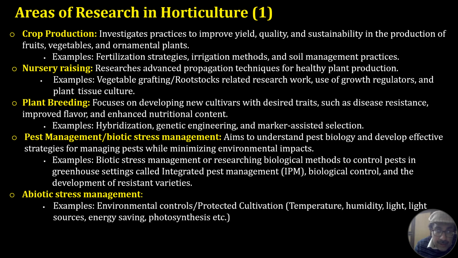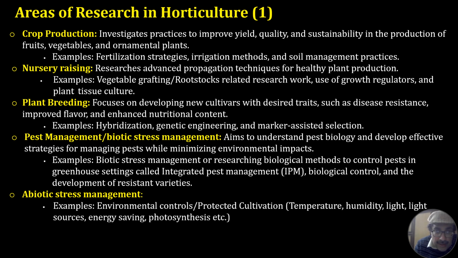The third one is plant breeding, which focuses on developing new cultivars or varieties with the desired characteristics or traits such as disease resistance, improved flavor, improved yield and quality, and enhanced nutritional content. Examples would include hybridization, genetic engineering, and marker-assisted selection techniques.